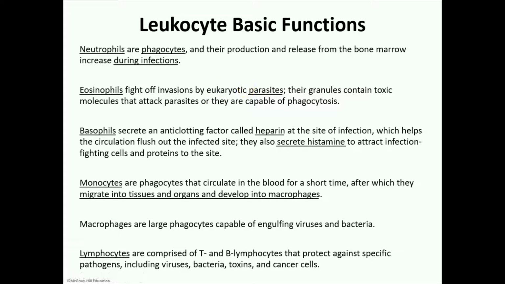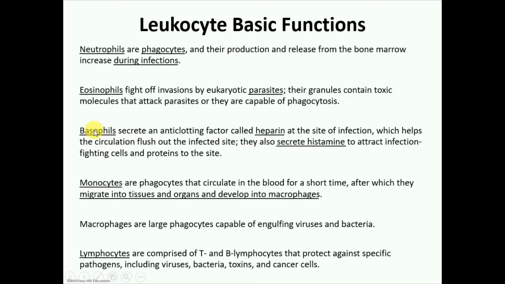So if somebody has a white blood cell count that's elevated and they find eosinophilia, which means an increase in the number of eosinophils, that means that person has a parasitic infection. It could also be increased in allergies as well.